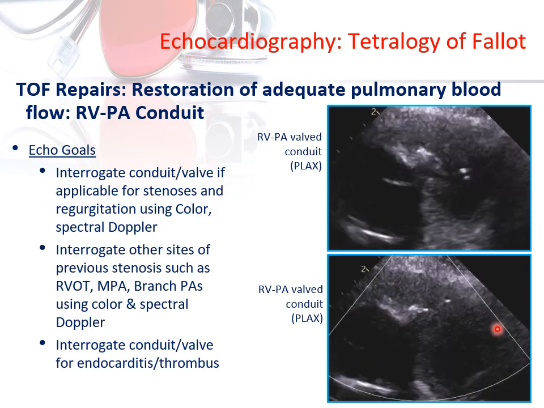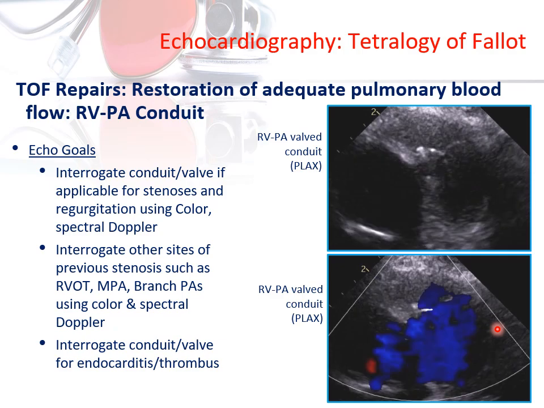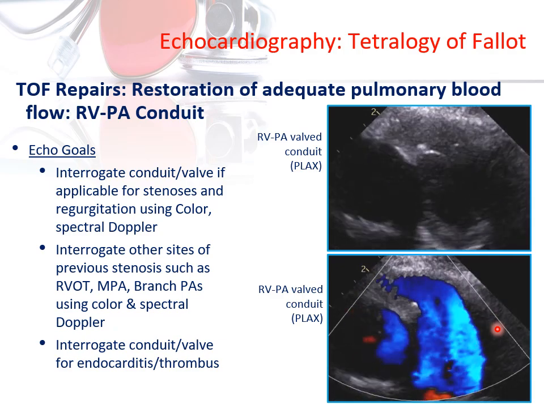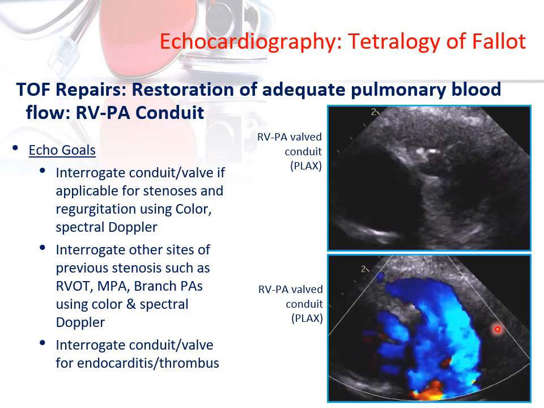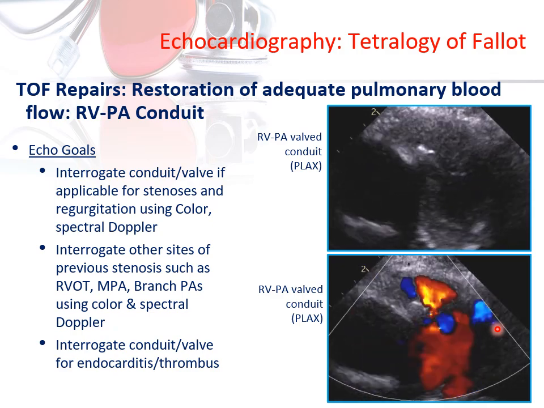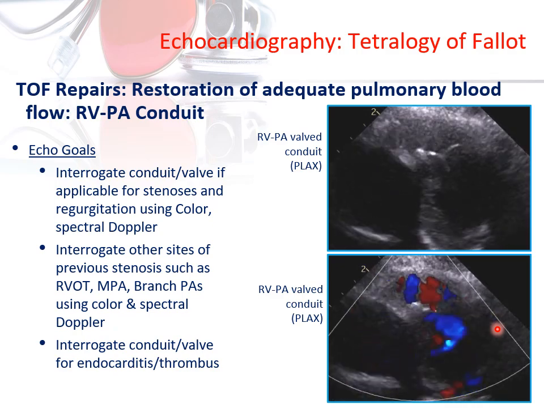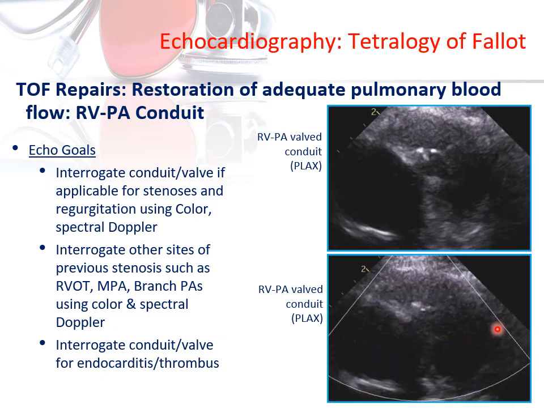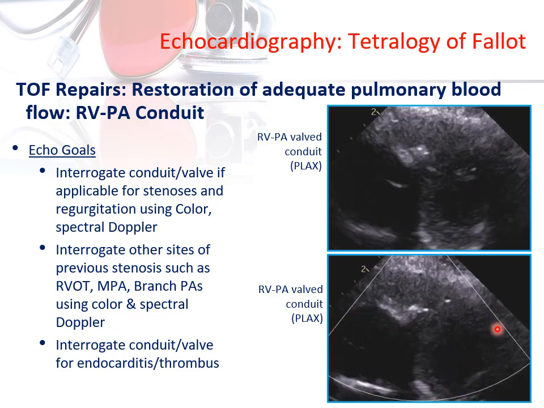Echo goals here, similar to the others, you want to interrogate the conduit and valve, if applicable, for stenosis and regurgitation using color and spectral Doppler. You want to interrogate other sites of previous stenosis, such as the RVOT, MPA, branch PAs, using color and spectral Doppler, and interrogate the conduit and valve for endocarditis and thrombus.